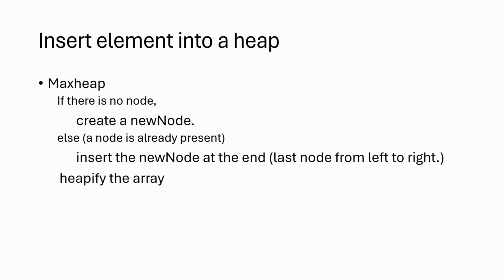So for max heap, how do you insert an element? This is the algorithm. If there's no node, straightforward, there's no tree, nothing, you create a new node. Else, if a node is already present, insert the new node at the end, last node from left to right. So what you're doing is just inserting another element, going from left to right, so say a node's going to be on the right hand side, depending on if you get a left one, right?